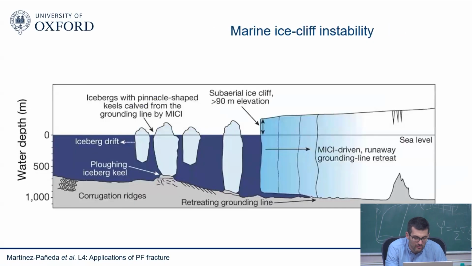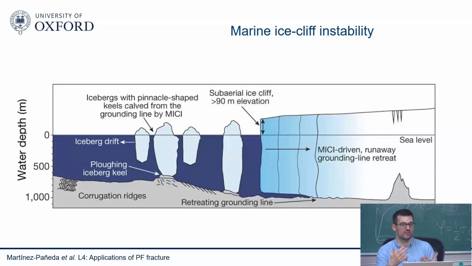And one that we were particularly interested in was this marine ice cliff instability. So I said before, people are discussing whether the sea level is going to rise by 0.5 meters or 50 meters. And this is mostly related to phenomena like marine ice cliff instability. Glaciologists argue that these things have happened in the past, so they may happen now.